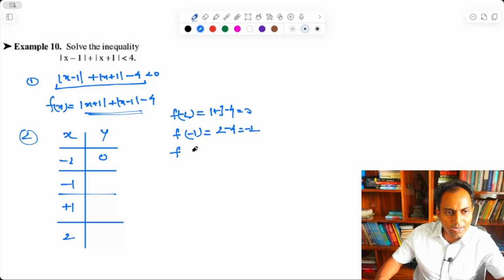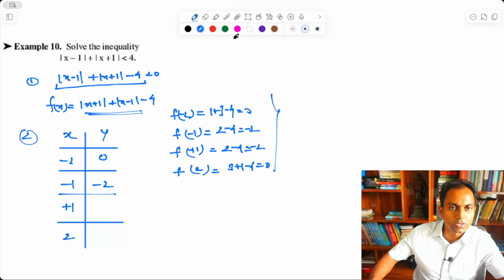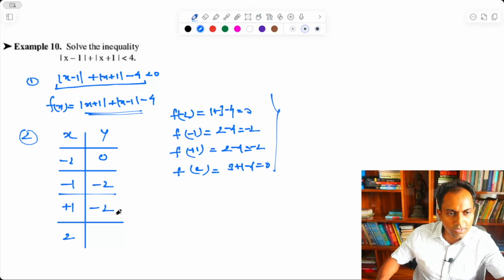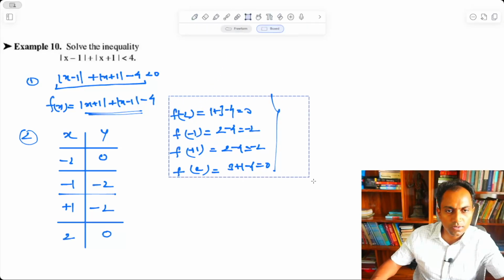For the third part, if I put it as 1, the second mod becomes 0 to 2 minus 4, again minus 2. And for the third one, if I put 2, it becomes 3 plus 1 minus 4 becomes 0. This is what we are getting. Once you have got this, you have got all the basic elements to draw the graph. This one was minus 2, this one was 0. Now let us use all of this to draw the graph.